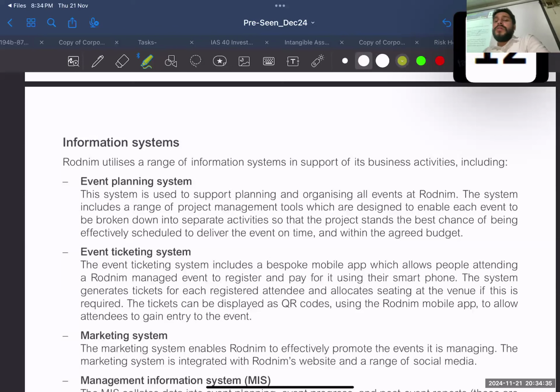So it says Rodney utilizes a range of information systems in support of its business activities, including event planning system. So there must be an IT system that looks after the event planning.